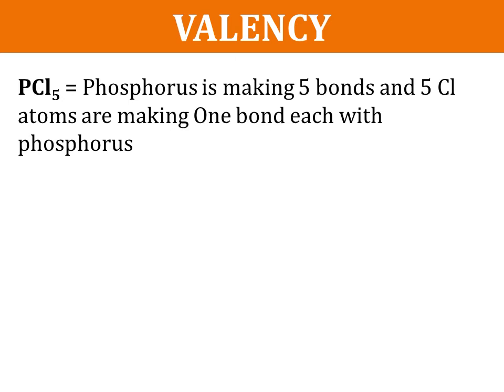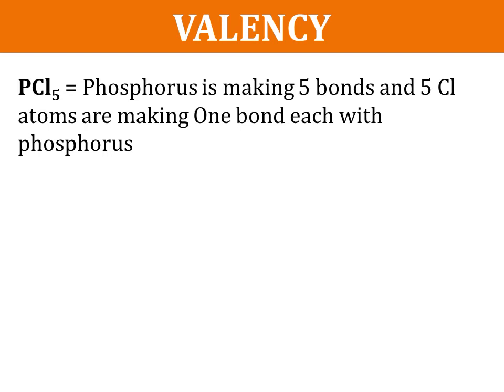It has the capacity to make its 5 bonds at the same time. What's the perspective of chlorine? Chlorine, from its point of view, visualizes that there are 5 chlorine atoms, but from each chlorine atom, it is visualizing that it's making 1 bond with a phosphorus atom, and only 1 phosphorus atom is present over here.